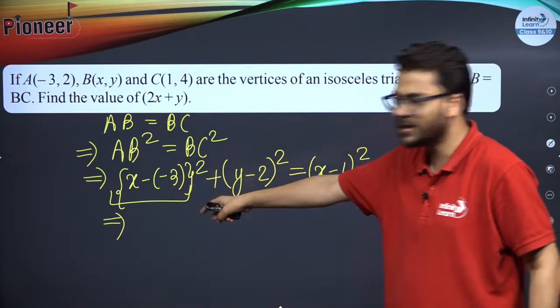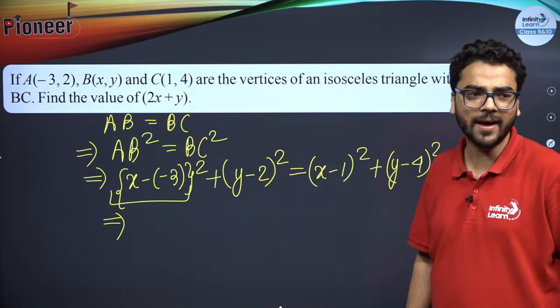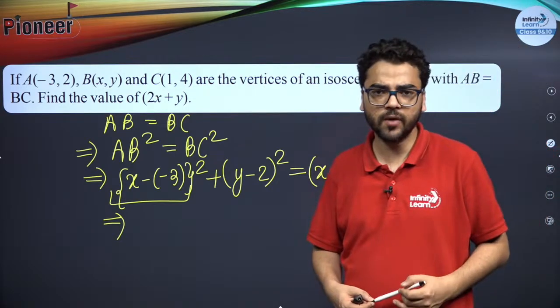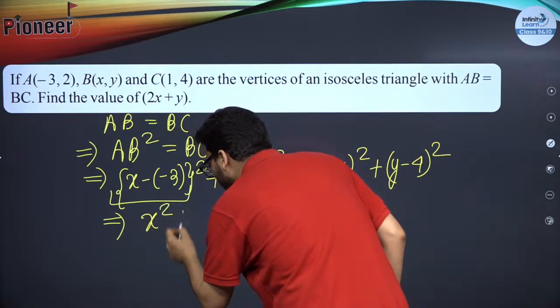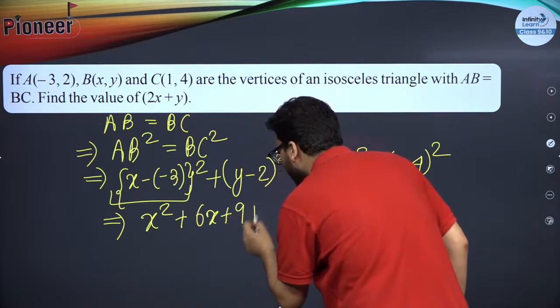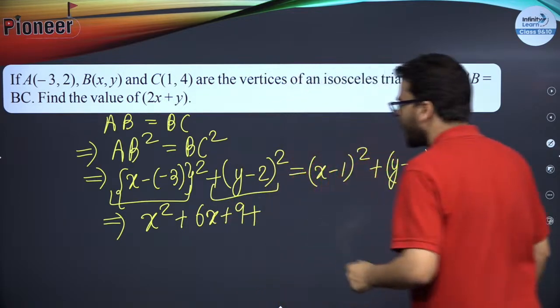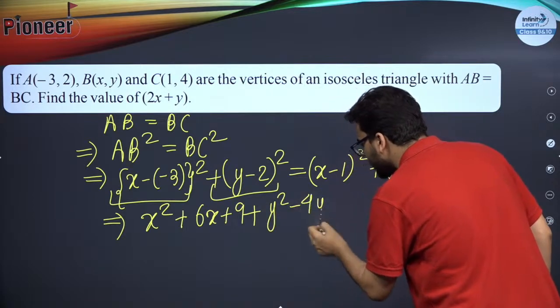Now from here, if I open up this bracket, this is nothing but x minus 3 the whole square. So I can use the formula a minus b the whole square identity, that is a square minus 2ab plus b square, right? So I can say that it will give you x square minus 6x plus 9. Over here I can use the same formula. So can I not say it is y square minus 4y plus 4?